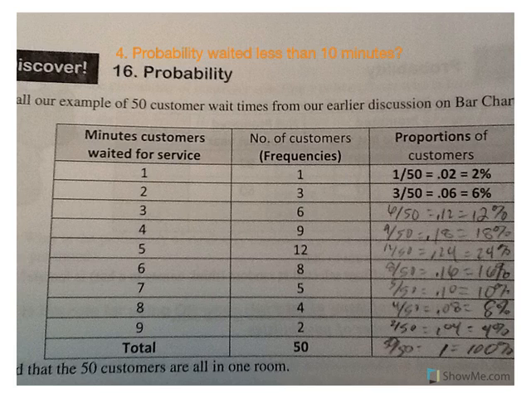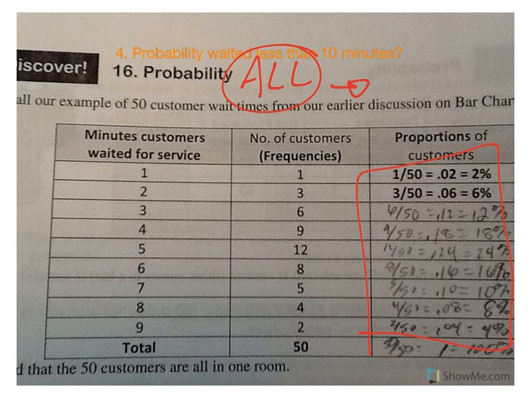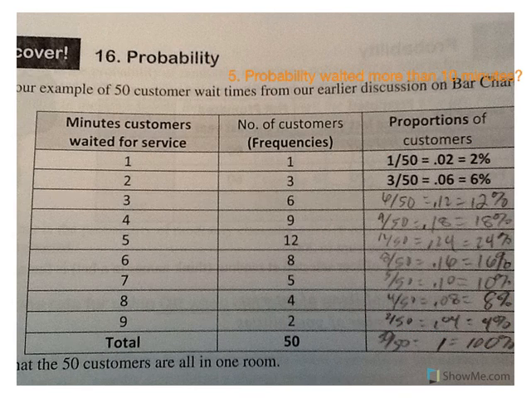Number 4, waited less than 10. Well, hopefully you notice that less than 10 is everybody. So all is less than 10, which gives me a probability of 1. Because 1 means it's definitely going to happen. It's all of them.